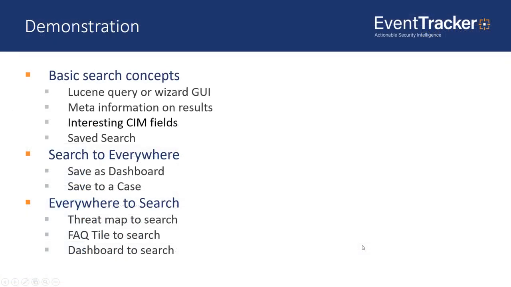So that was a demonstration of the log search function in EventTracker version 9. You saw the Lucene query that allows you to get that precision, or the wizard GUI that makes it easy to construct queries, meta information on the results, and the common indexing model that makes it easy to pivot and save searches. A lot of searches available built into the system. You can also go from the search results to pretty much anywhere. We showed you examples of saving results as a dashboard or to export them to a case.